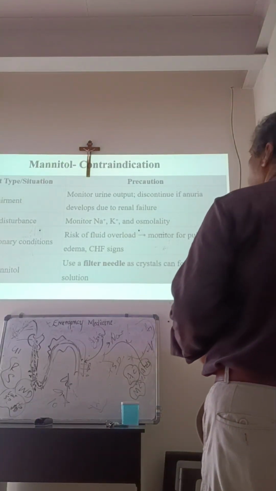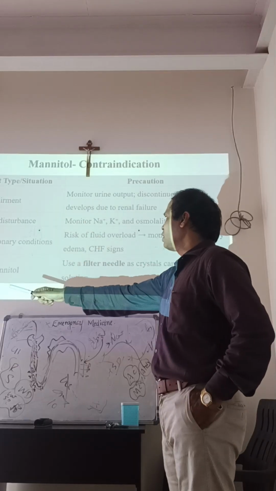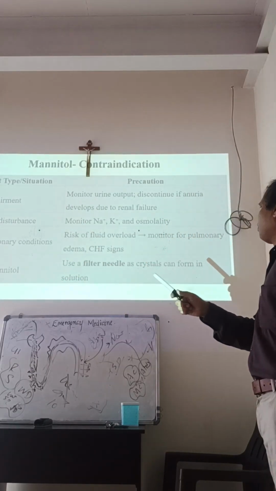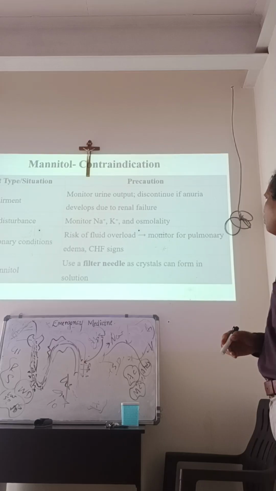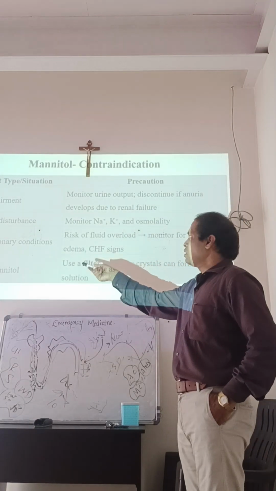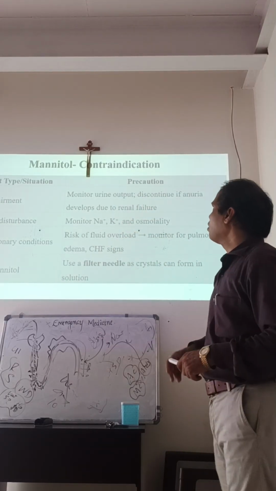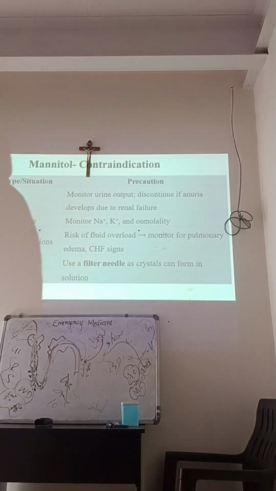Precautions should be taken in renal impairment, respiratory disturbance, and cardiac or pulmonary conditions when using IV mannitol. Use a filter needle as crystals can form in the solution. This is a precaution, so you want to learn this later. These are the precautions and contraindications for the use of mannitol.